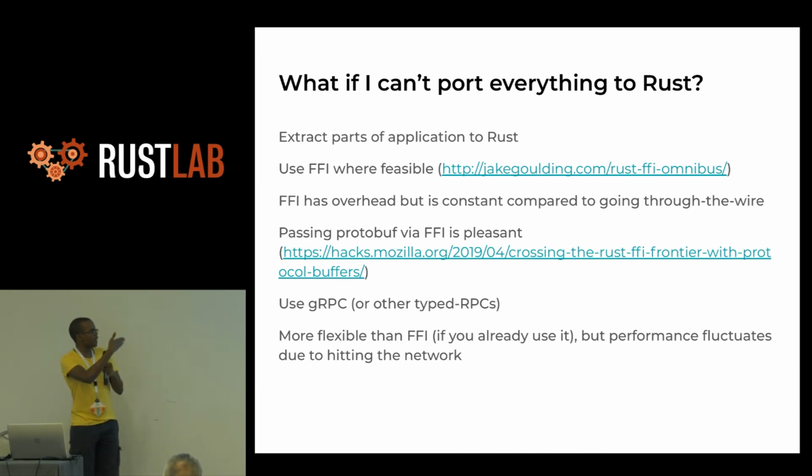Passing protobuf via FFI is pleasant. There was a hex.mozilla article recently about how they were using a Rust application in iOS and in Android Java. You could also use gRPC or other typed RPCs. gRPC is more flexible than FFI because sometimes your applications don't live on the same machine, so you want to go through the wire, and instead of just sending JSON, the benefit of gRPC is that you know your data is well typed, so you avoid a lot of the errors that you normally get, although Serde handles that for us in the case of Rust.